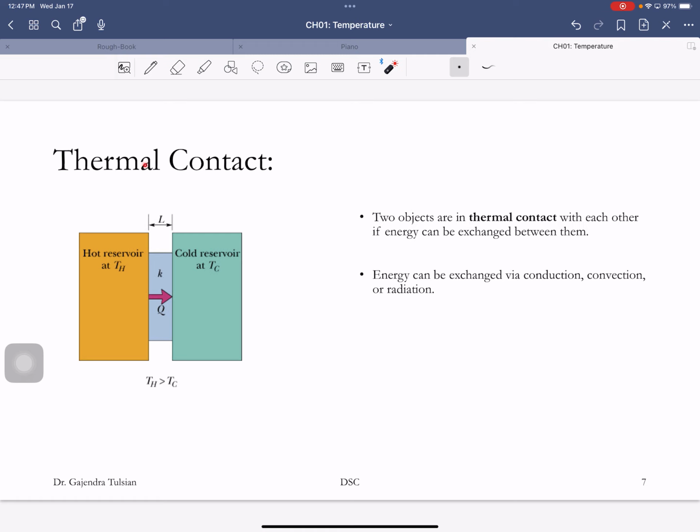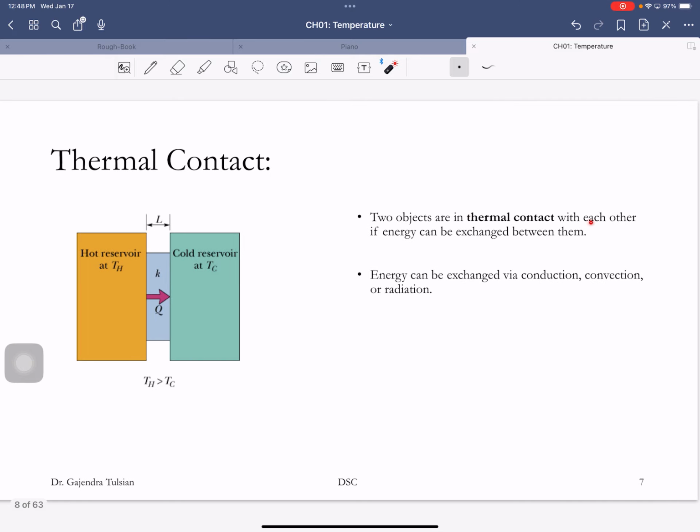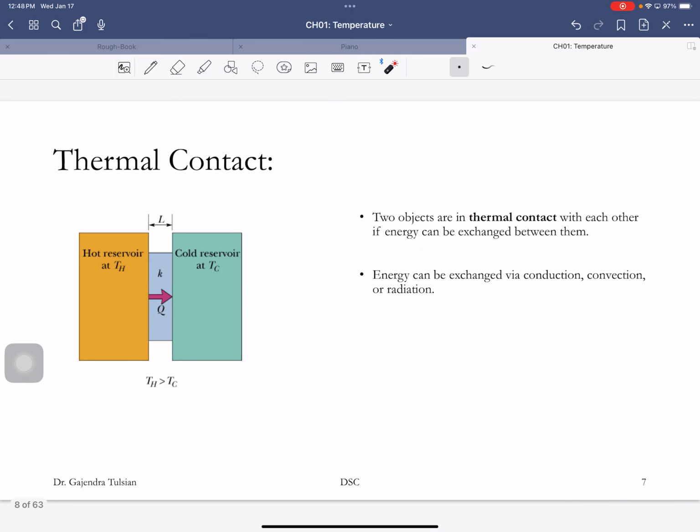You can exchange energy via conduction, convection, and radiation. So heat transfer can happen via conduction, convection, and radiation. The strength of the thermal contact can differ, but two objects are in thermal contact if energy can be exchanged.